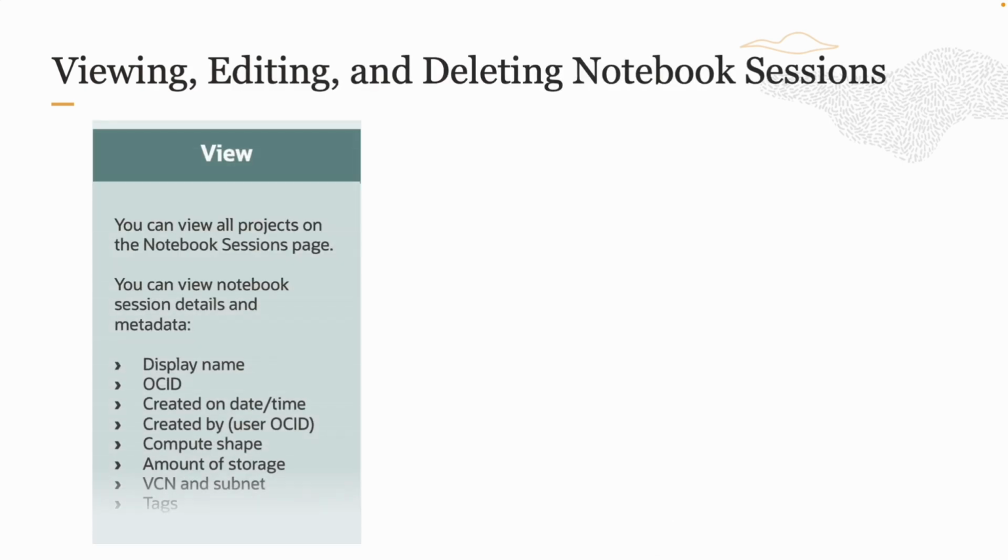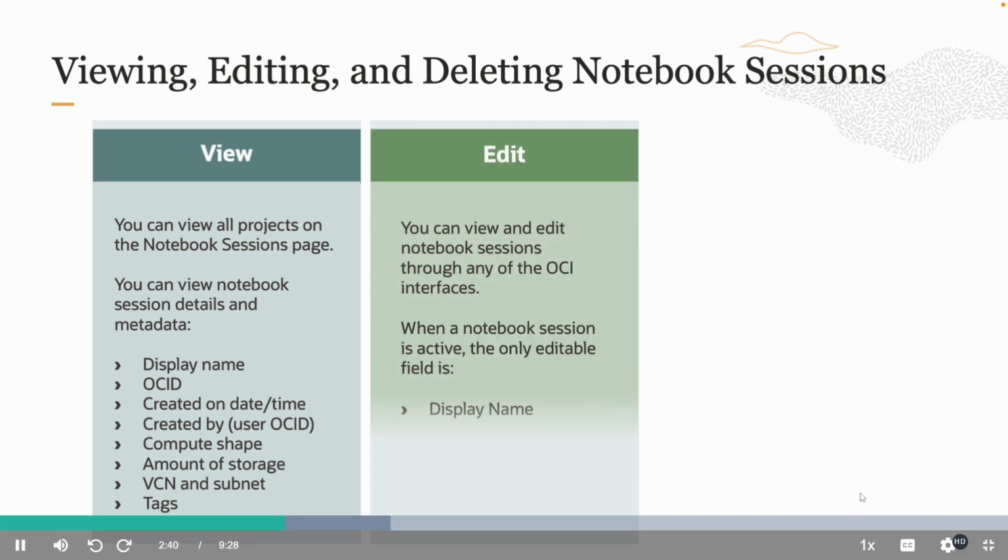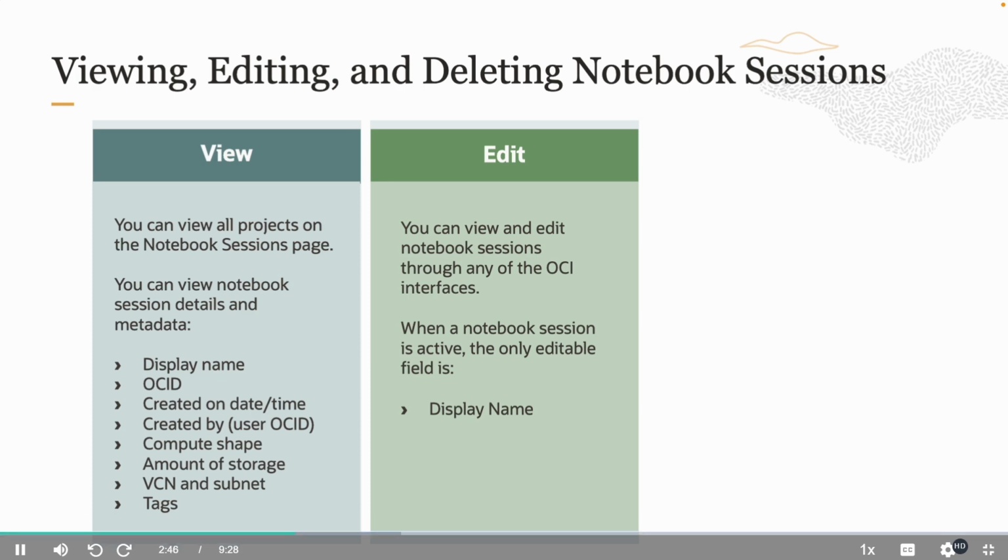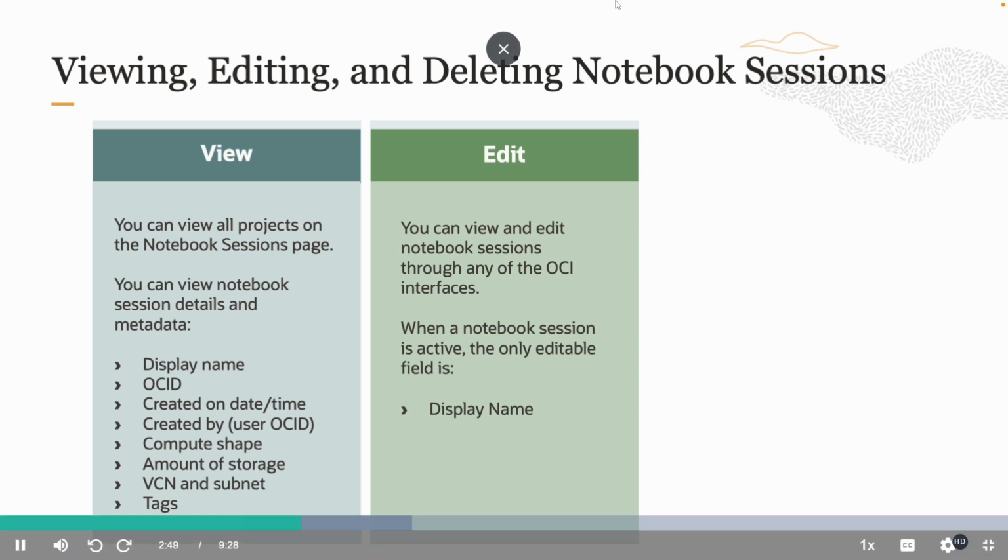Let's talk about managing notebook sessions. In particular, let's discuss viewing, editing, and deleting them. You can view all notebook sessions in a project on the Notebook Sessions list page. Click a notebook session to view its details. Notebook sessions have the following metadata: a display name, an OCI ID, the date and time it was created and the user it was created by, its compute shape and the amount of storage in gigabytes, VCN and subnet, and its tags. When a notebook session is active, the only field that's editable is display name. You can view and edit notebook sessions through any of the OCI interfaces.